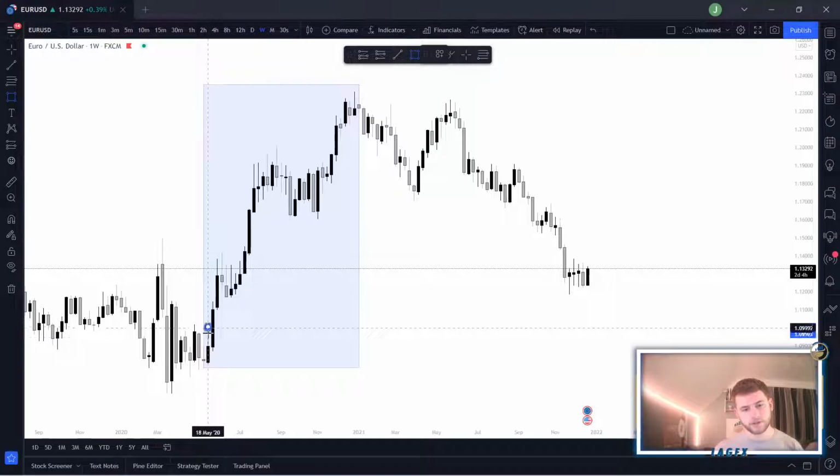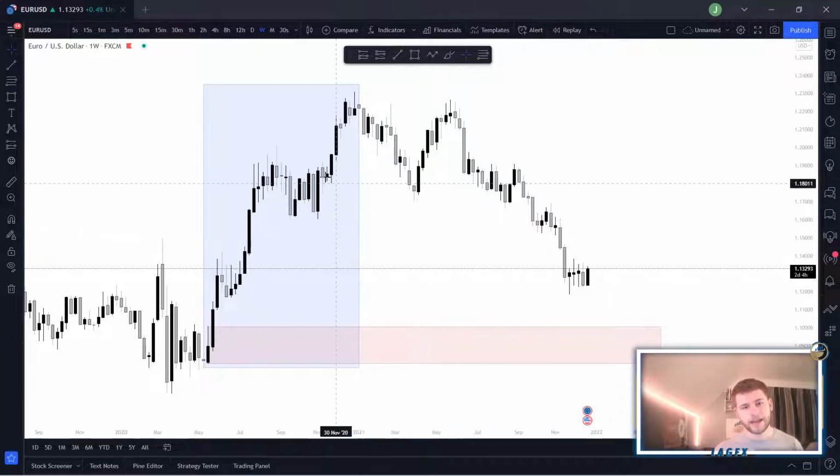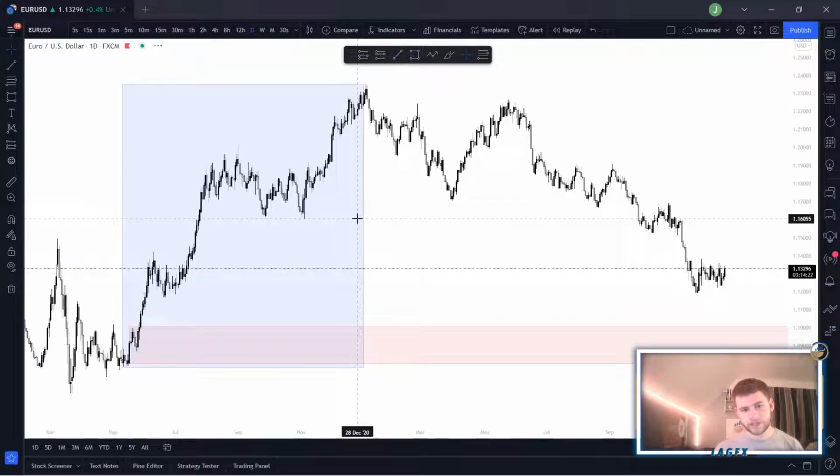Now we have this last sell to buy candle, which is going to serve as one point of interest, and then on top of that we also have some position in here. Now what I'm going to do is drop down to the daily just so we can identify these points of interest a bit more cleanly.